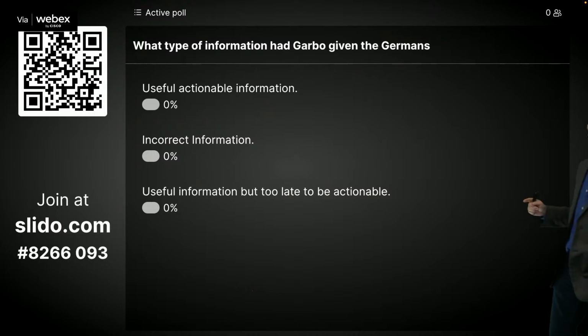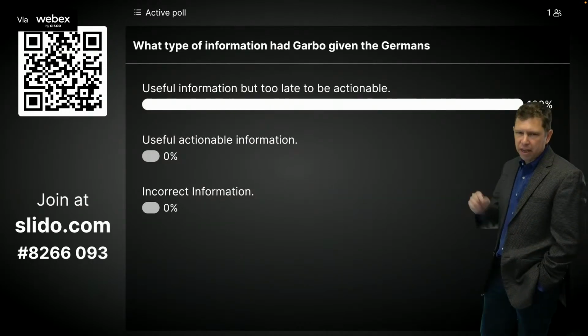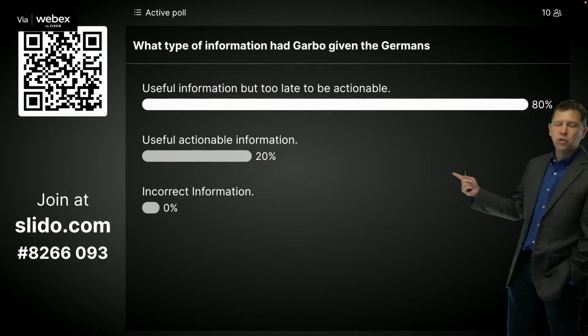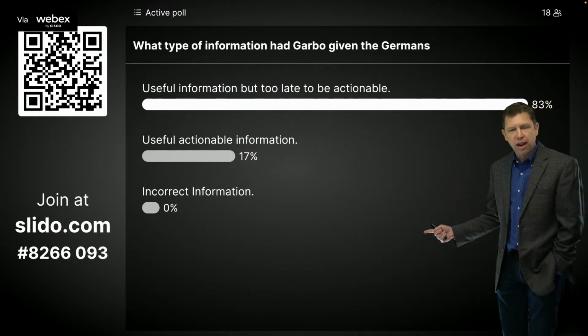I probably should have put this before the thing about Normandy, because that was actually misinformation, but useful information, but too late to be actionable. Useful, actionable information, or incorrect information.